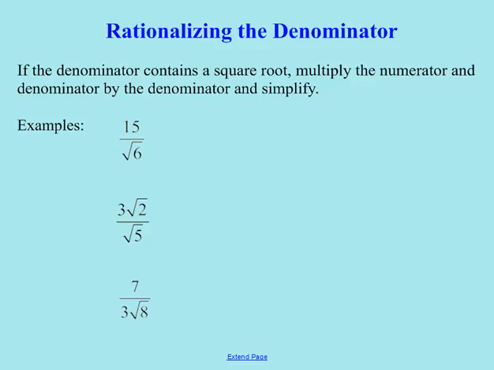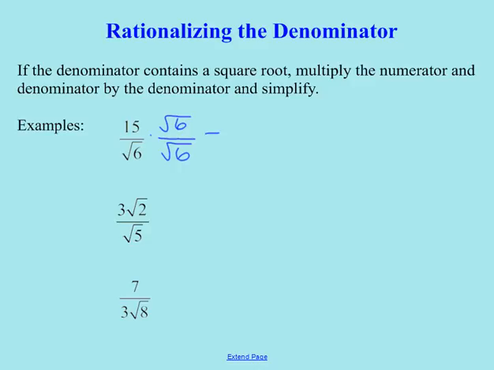First example is 15 divided by the square root of 6. Since there is a square root in the denominator, we need to rationalize the denominator. We do this by multiplying both the numerator and the denominator by whatever the denominator is. In this case, the square root of 6. Now you'll recognize that we're really just multiplying by a fancy form of the number 1, because the square root of 6 over the square root of 6 is 1. In math, we're always allowed to multiply by the number 1 because it is the multiplicative identity.